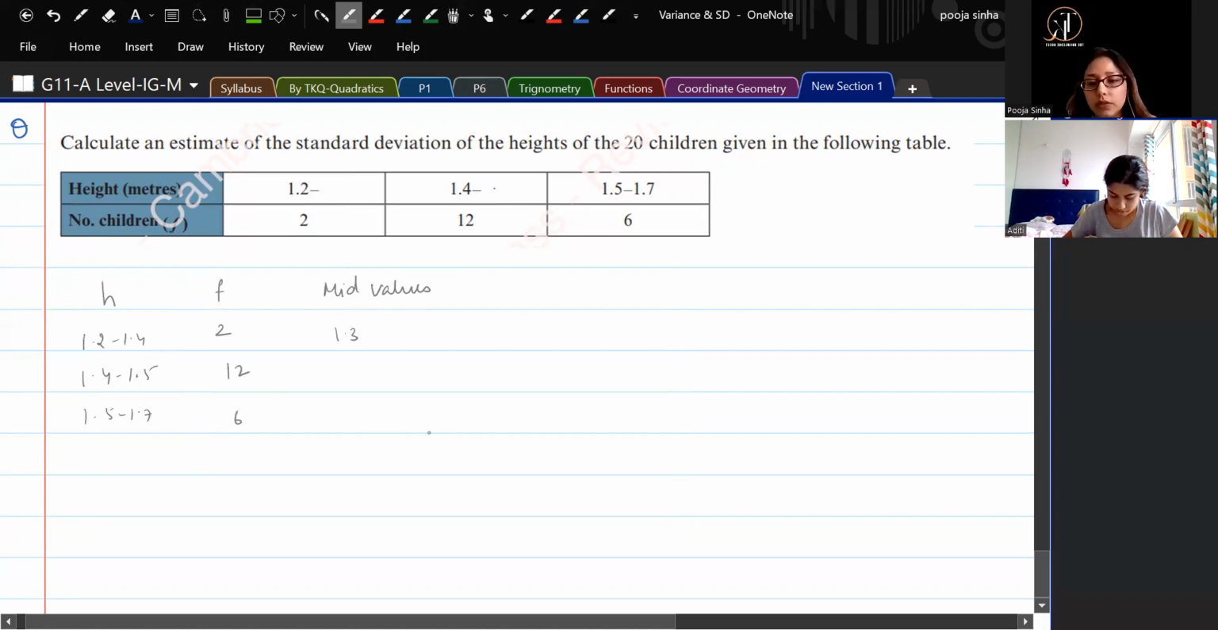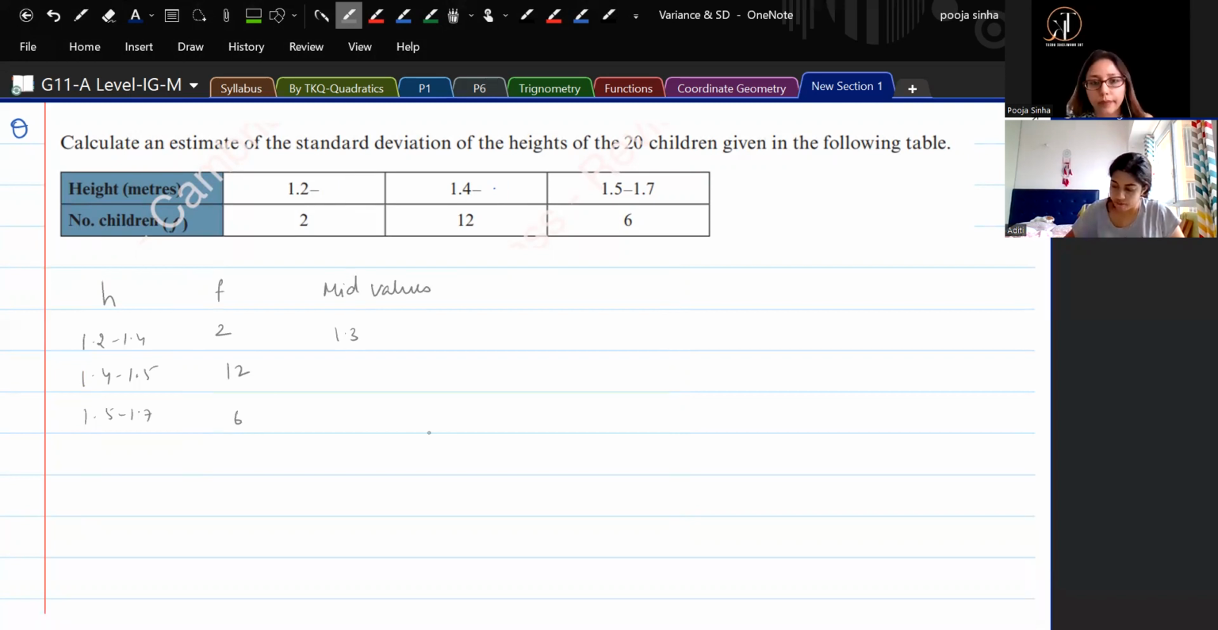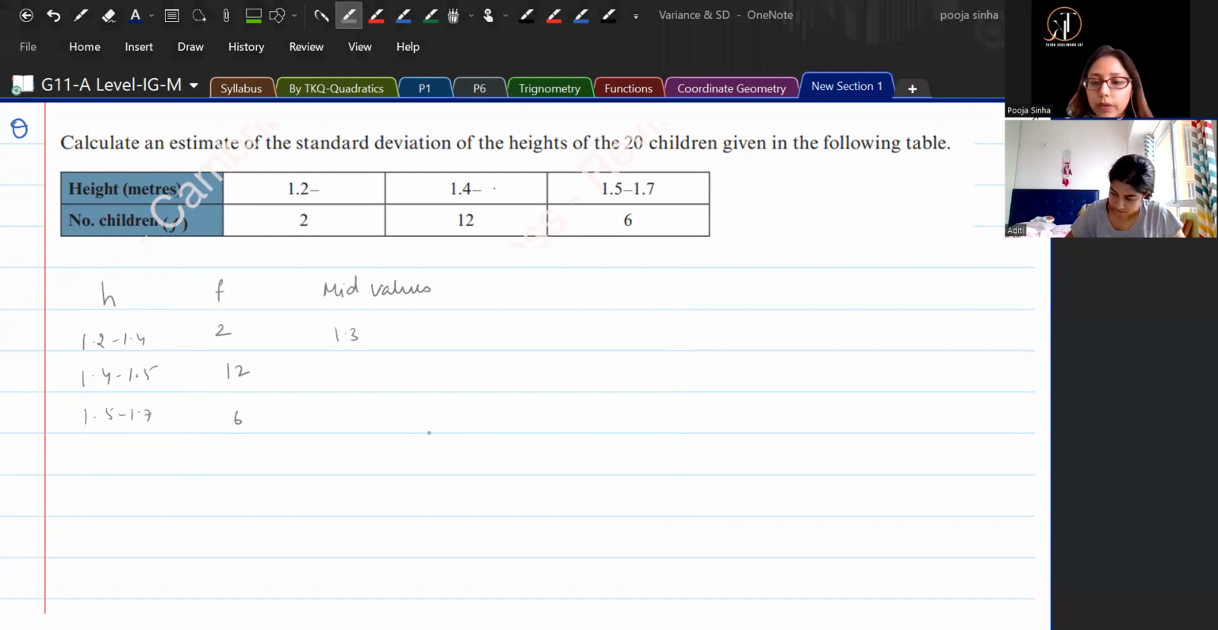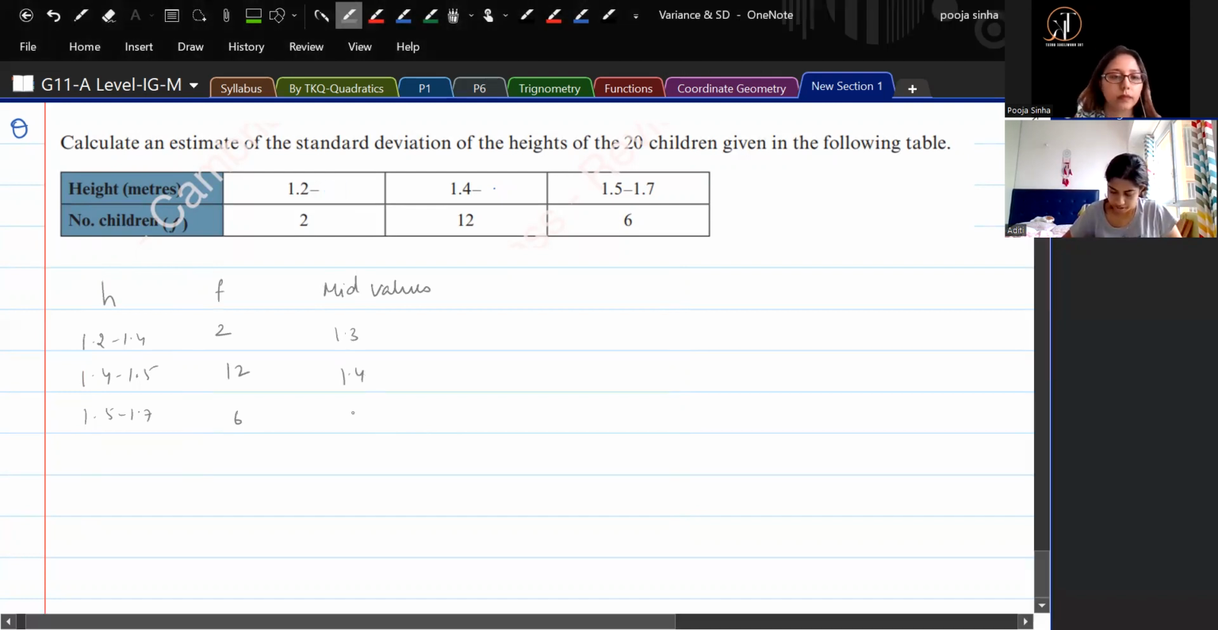The next one is how much? It'll be 1.45. 1.45, and the third one? It will be 1.6. So the midvalues are done. Now, what is the next thing that we need to do to find the standard deviation?